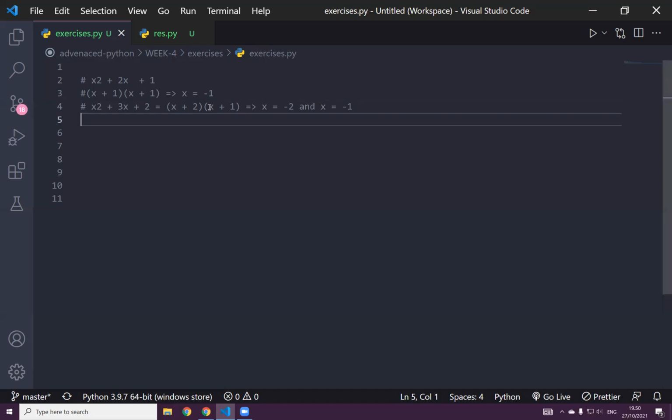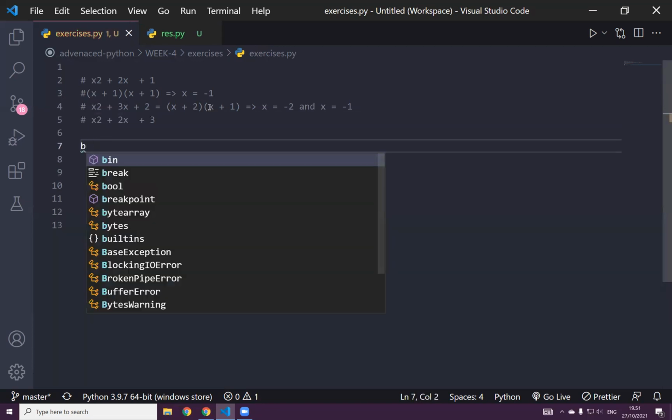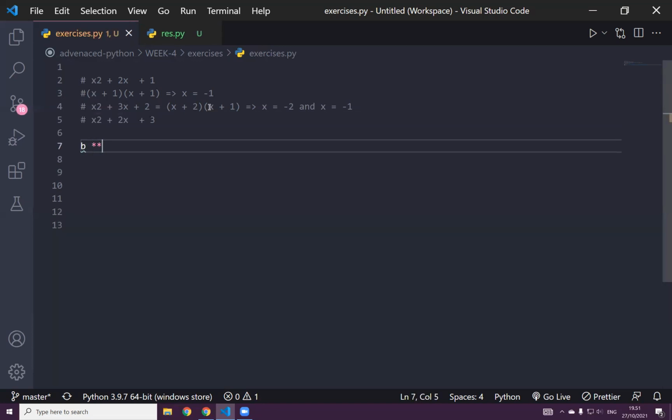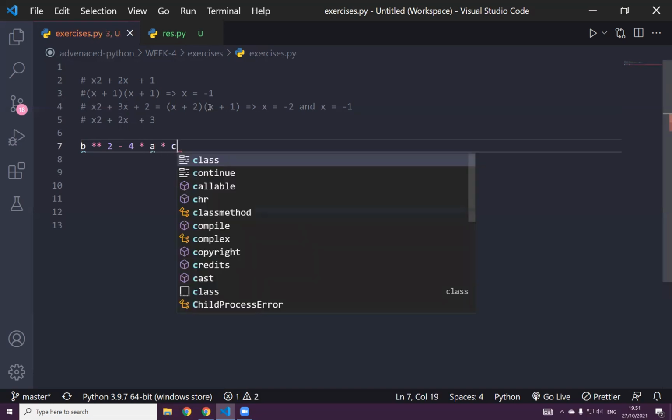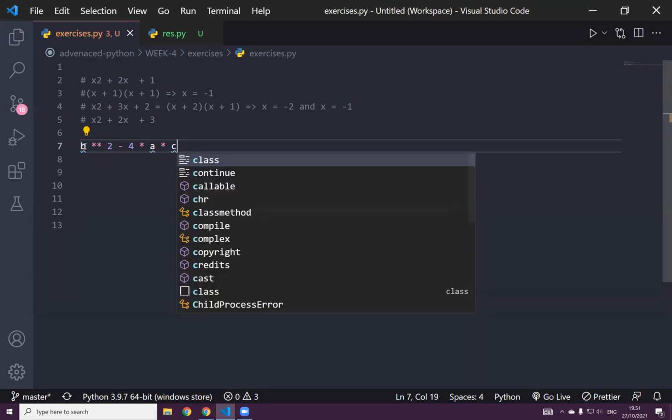If we have another one, x squared plus 2x plus 3, we may not have a solution for this. We may or may not, I don't know. I have to use the discriminant. What is the discriminant? How do I make b squared? I can use b squared minus 4ac, right? So this is the discriminant.